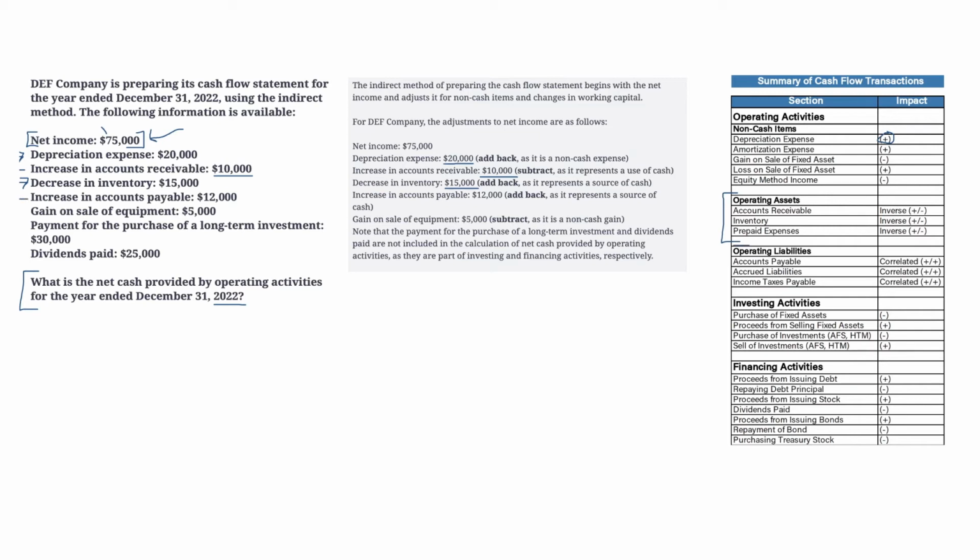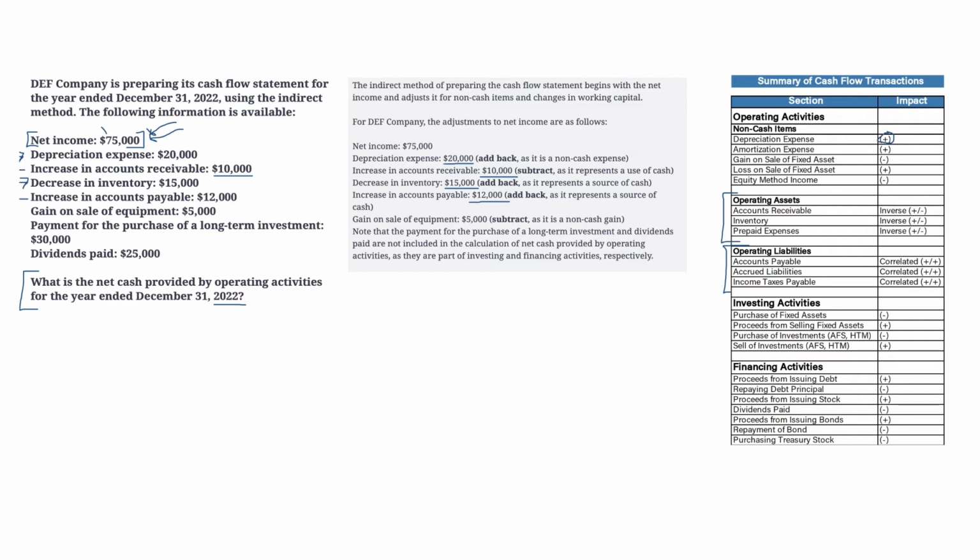So this is an operating liability, which works in a correlated manner. So if these accounts increase, that means we increase the cash flow statement. And if they decrease, then we decrease the cash flow statement. That's because in this case, if you have a credit to accounts payable, you're going to have a debit to an expense. So cash isn't affecting that transaction, but the expense is decreasing net income. So that's why we're going to add $12,000 to our cash flow statement.